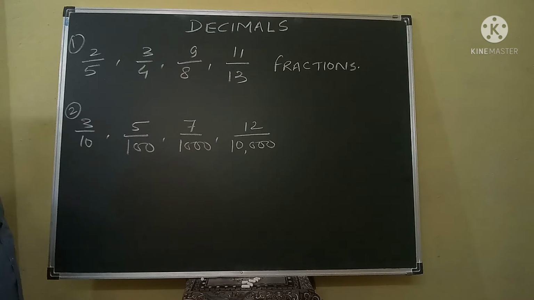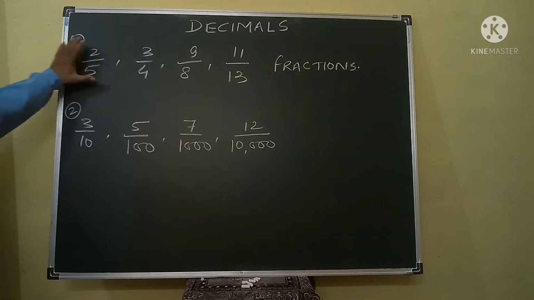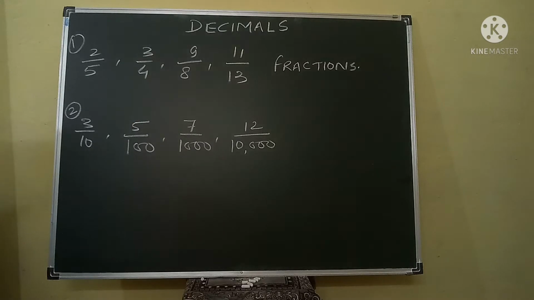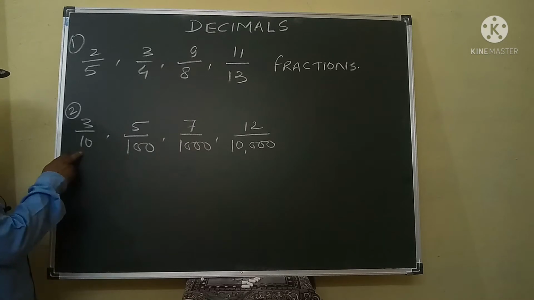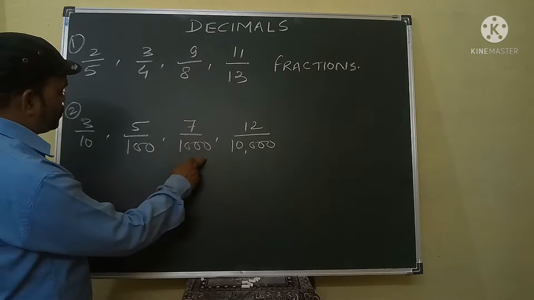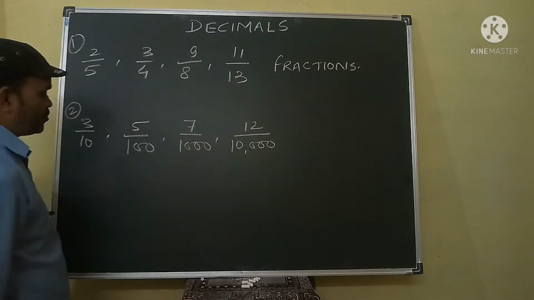What is the meaning of fraction? Fraction is the ratio of two natural numbers. In other words, fraction is the part of a whole. Then this is the first example and this is the second example. In the second example, what you are looking at, this is 3 upon 10, 5 upon 100, 7 upon 1000, 12 upon 10,000.